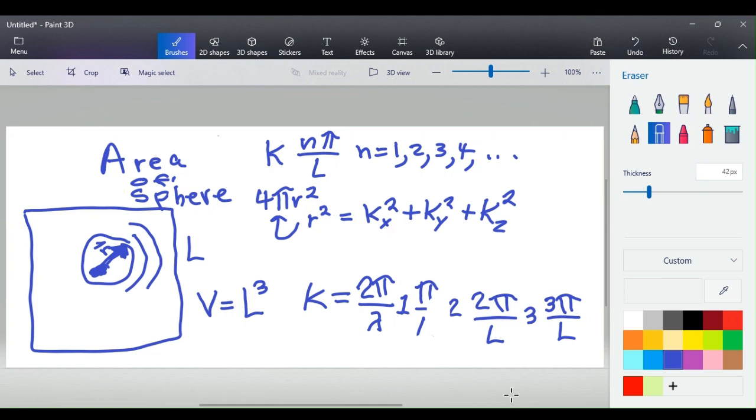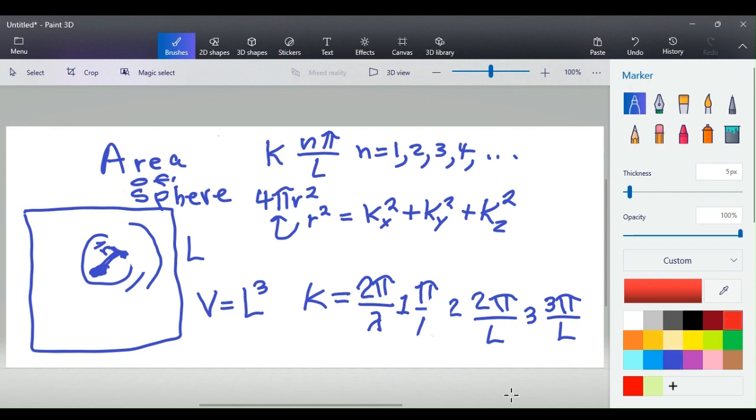Here's where I left off. We were talking about the sphere. Let's go to another color here for just something new. I was talking about the radiation here. Whoa, that's an eraser. Oh, we were talking about radiation over here. Put some red out there.